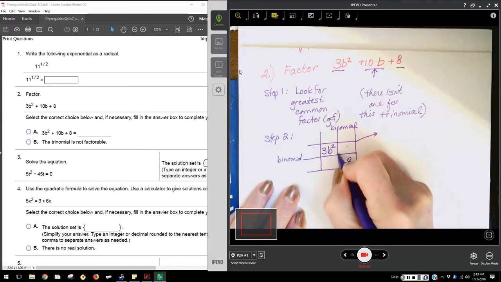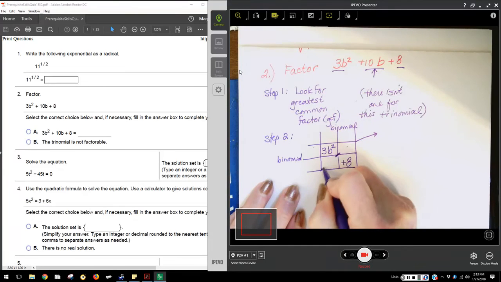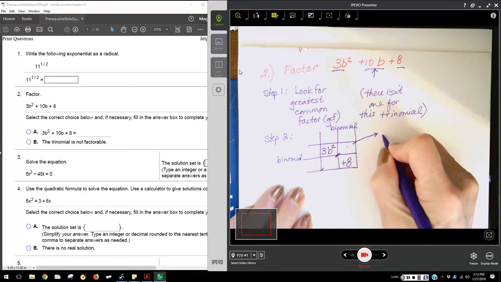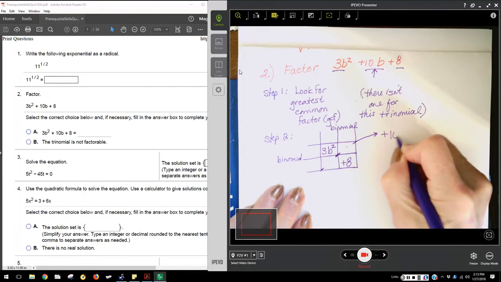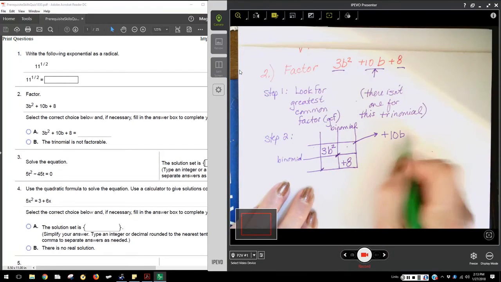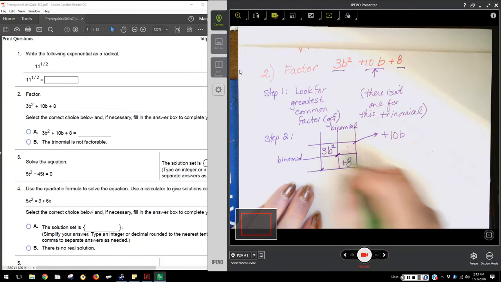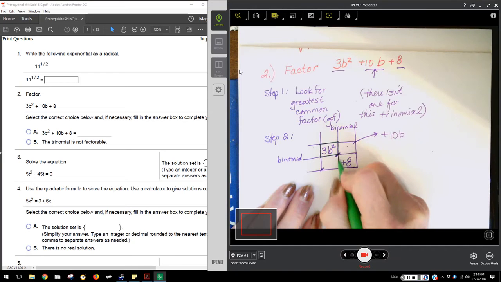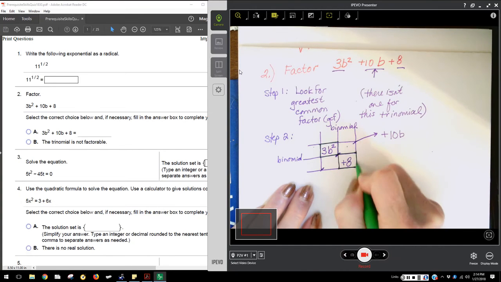So the sum of these two boxes has got to be a positive number, and the coefficient of the b in both of those boxes has to add up to 10. And what you may not realize is that whatever those two pieces are, they are a result of the product of 3b squared and positive 8.